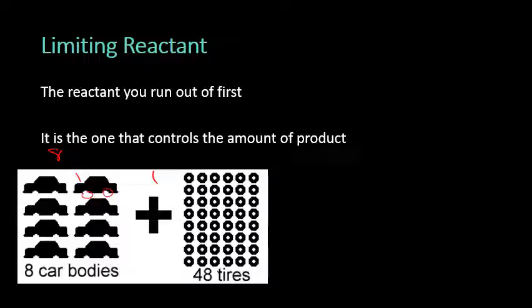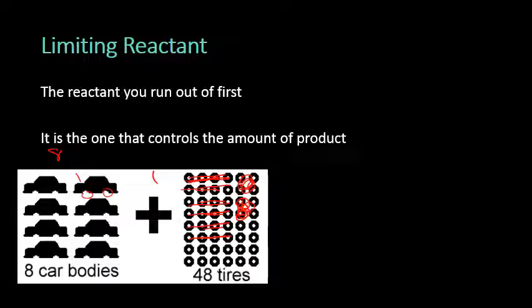So I have 8 cars. What am I going to run out of first, cars or tires? Well, these 4 are going to be used, and these 4, and these 4, and these 4. So now I have, let's see, 1, 2, 3, 4, 5 cars now have tires, 6 cars, 7 cars, 8 cars. Let me make sure I did that right. So there's 1, 2, 3, 4, 5, 6, 7, and 8 cars.